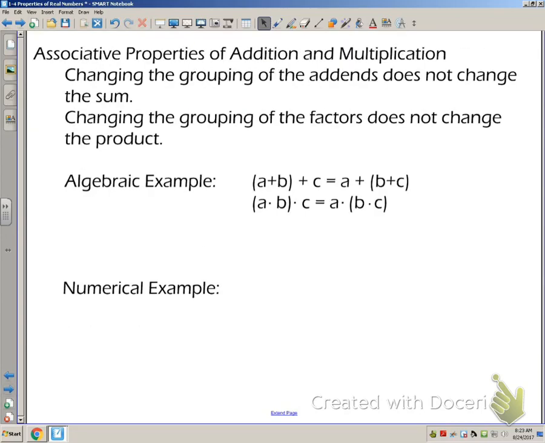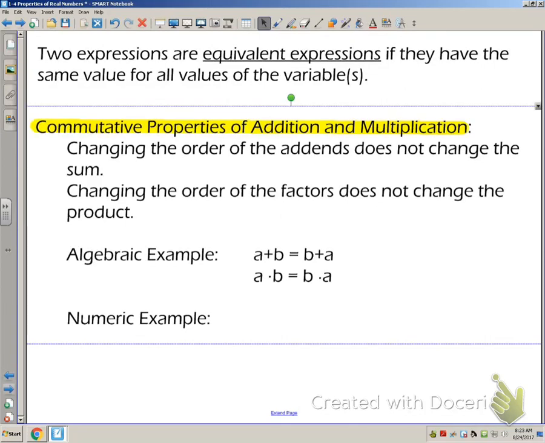Okay, the associative property of addition and multiplication says that changing the grouping of the addends does not change the sum. So changing the way that I group them. Let's go back here to the commutative. Commutative is changing the order. Associative is changing the grouping. Grouping has to do with parentheses.